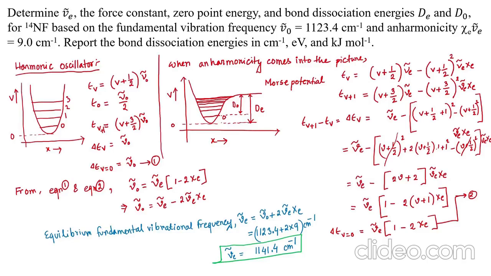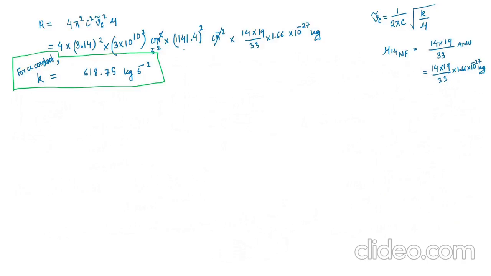Okay, now we have to calculate the zero point energy. So what is the zero point energy here? Zero point energy, ZPE, is going to be 0 plus half mu bar minus 0 plus half square mu bar xe.